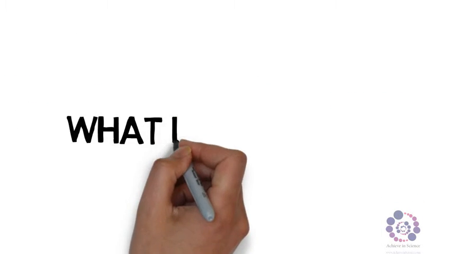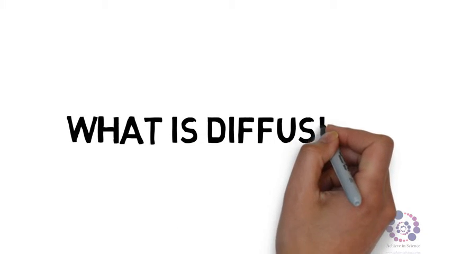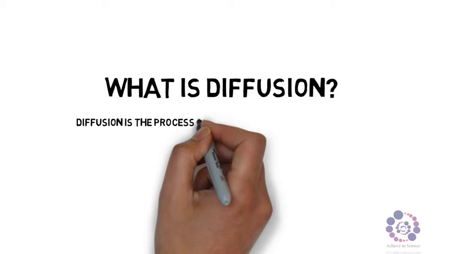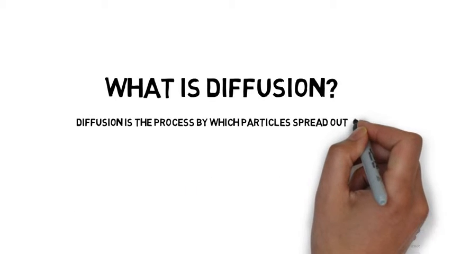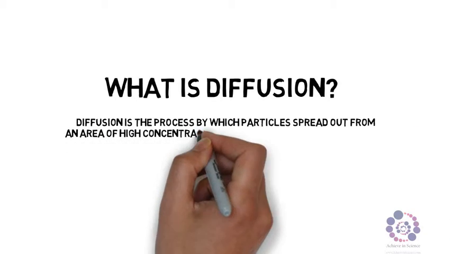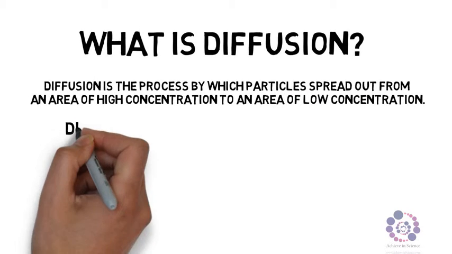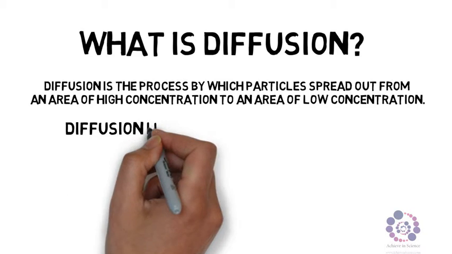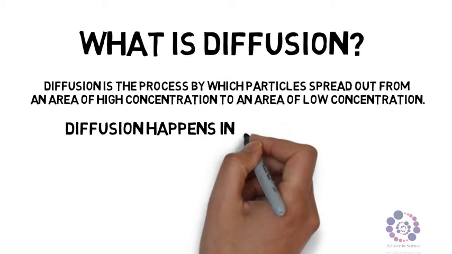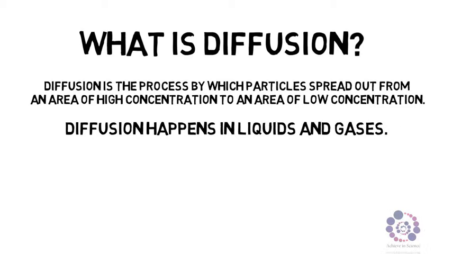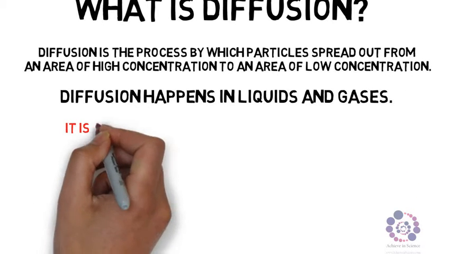First of all, let's ask ourselves, what is diffusion? The definition for diffusion is that it is a process by which particles spread out from an area of high concentration to an area of low concentration. Diffusion happens in liquids and gases where particles are able to move. This is a passive process, which means it doesn't require energy, so it will happen naturally.